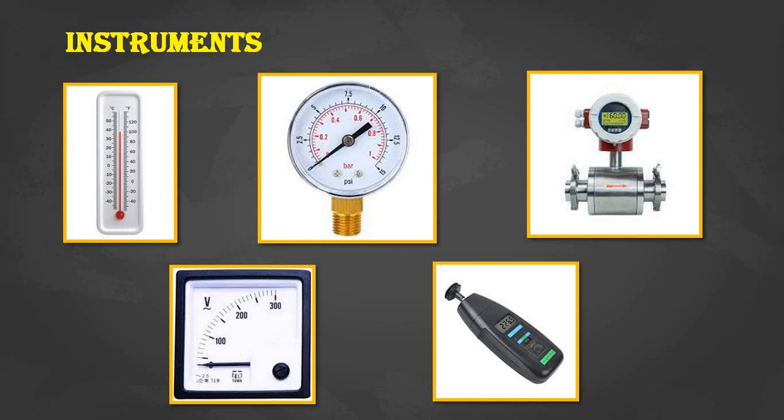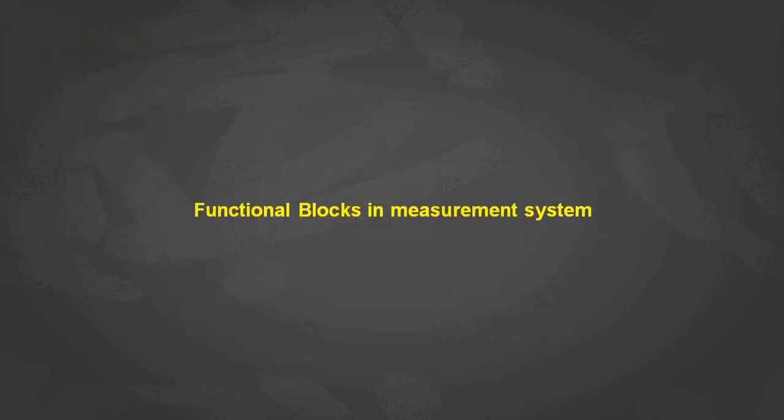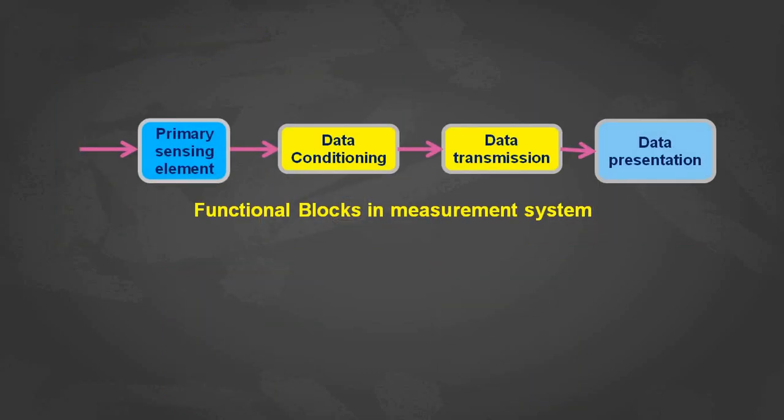These instruments play an important role in our day-to-day life. Not only in our day-to-day life, but in a production plant also, the measurement of temperature, pressure and flow rate plays an important role. If you look in detail at an instrument, these are the functional blocks of a measurement system: a primary sensing element, followed by data conditioning, data transmission and data presentation elements. If you want a detailed explanation of these functional blocks, click on the I button shown above.